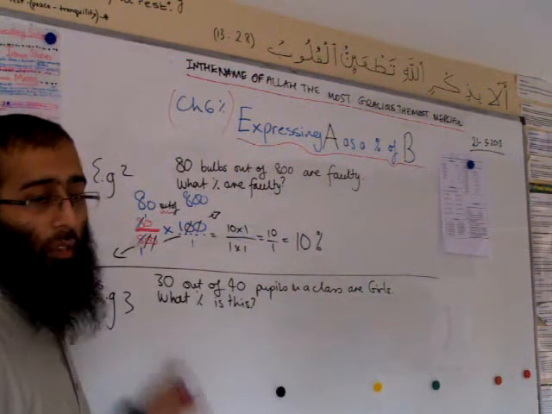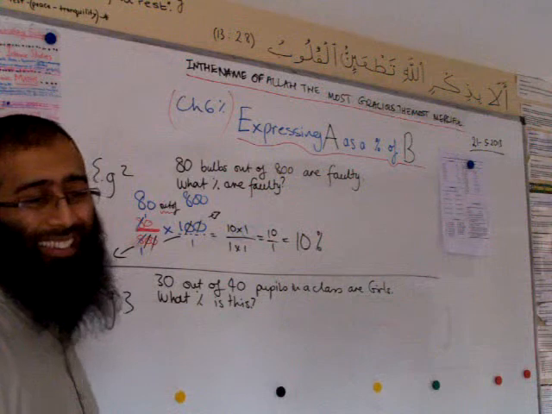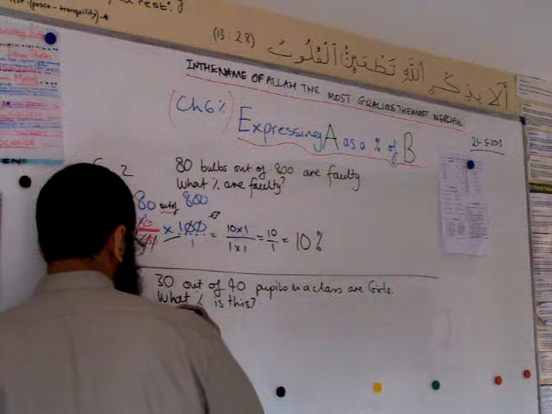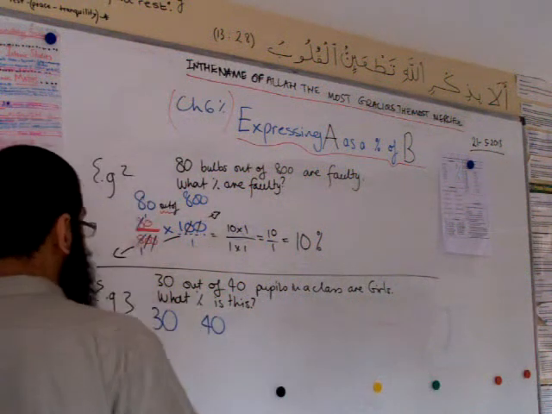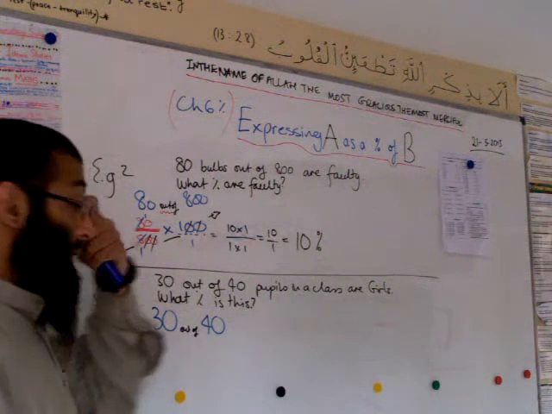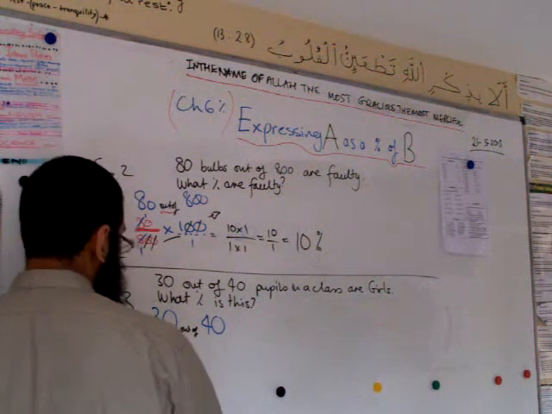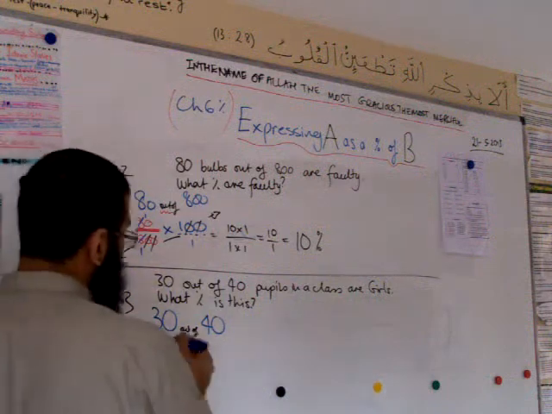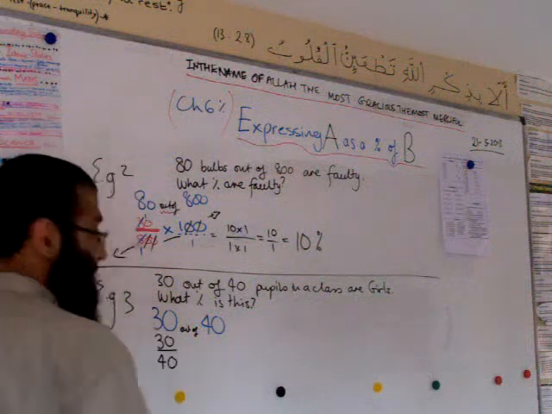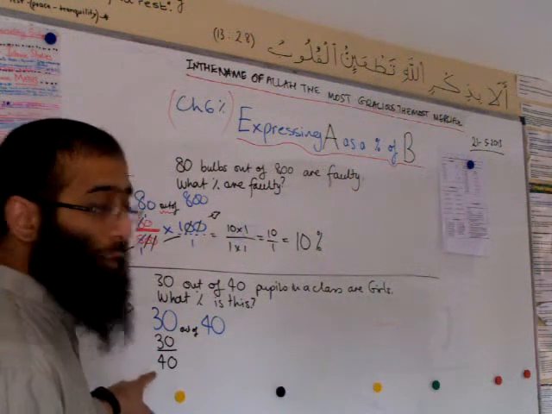Next question. You're in school, 30 out of 40 pupils in a class are girls. What percentage is this? So let's just write the numbers out again at the bottom. Okay, 30 out of 40. Now, the first number goes on the top. Out of means divide, and the 40 goes on the bottom. So if you read this fraction, that reads 30 out of 40, or 30 divided by 40.